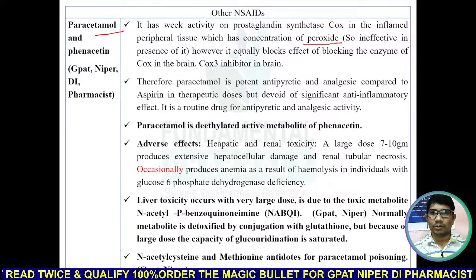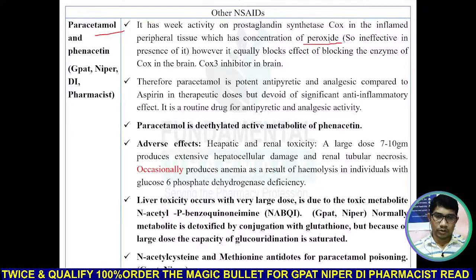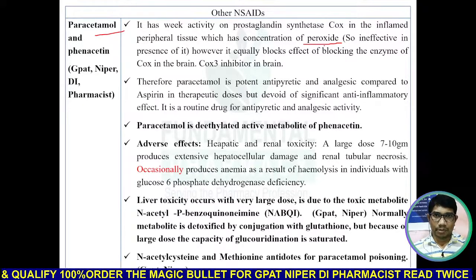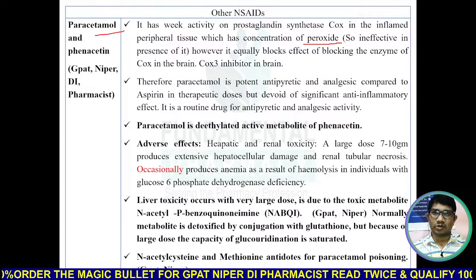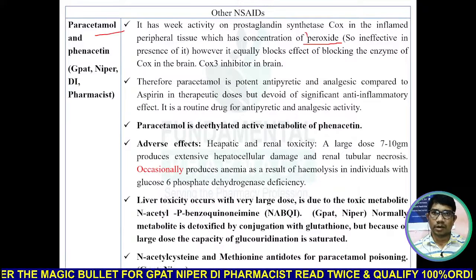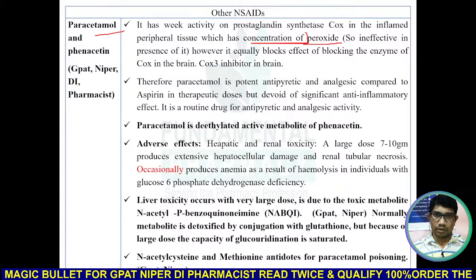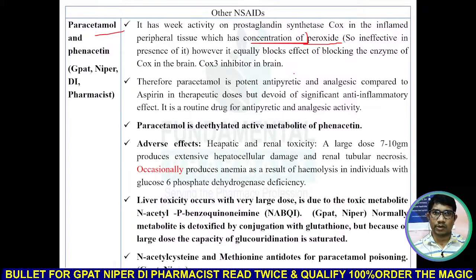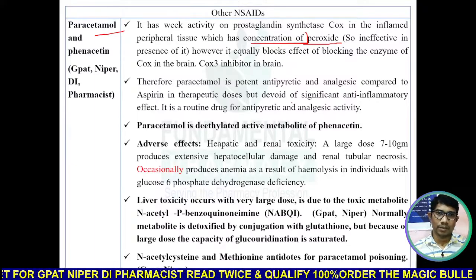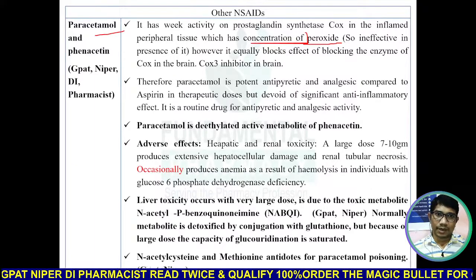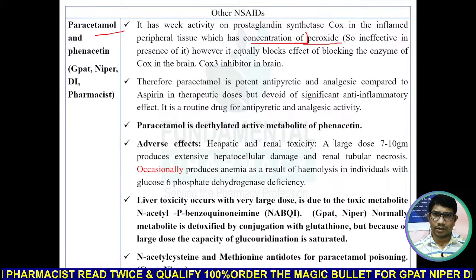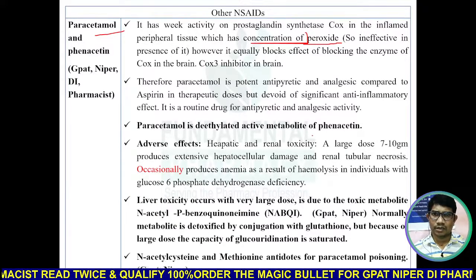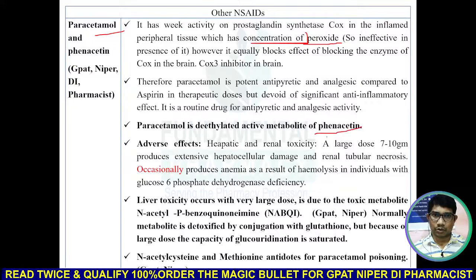So the peroxide level of inflamed tissue is higher. Whenever there is inflammation, the peroxide level is higher where inflammation occurs. So in the inflamed tissue there is a higher level of peroxides, so it is ineffective in case of inflammation. Therefore it is an analgesic antipyretic. It is a deethylated active metabolite of phenacetin, or you can say phenacetin is a prodrug of paracetamol.